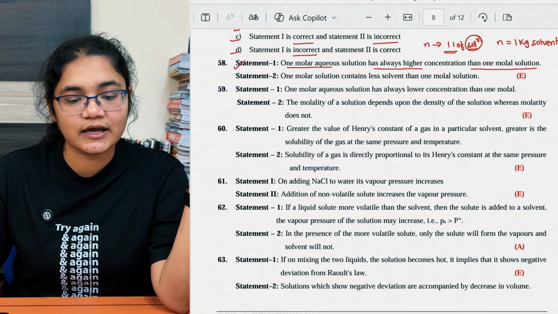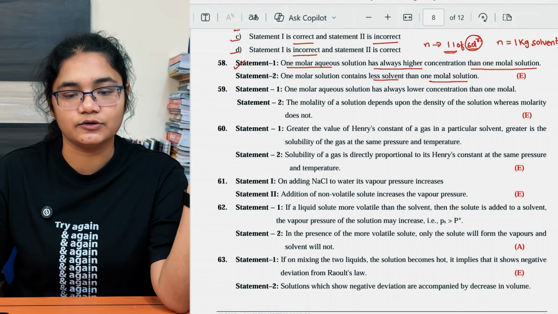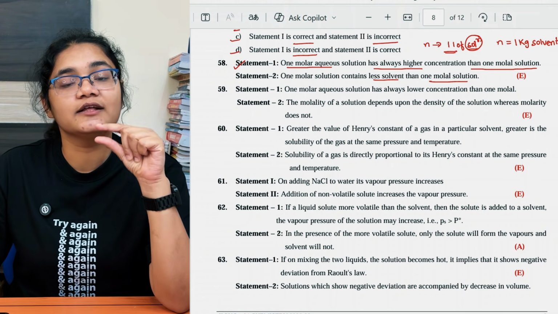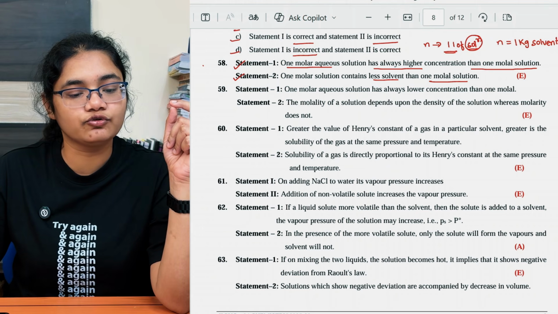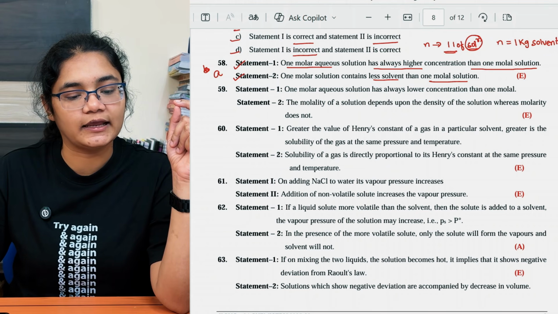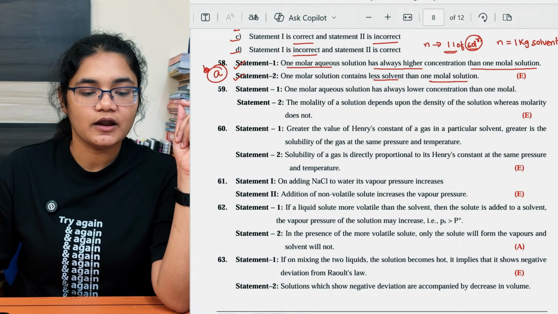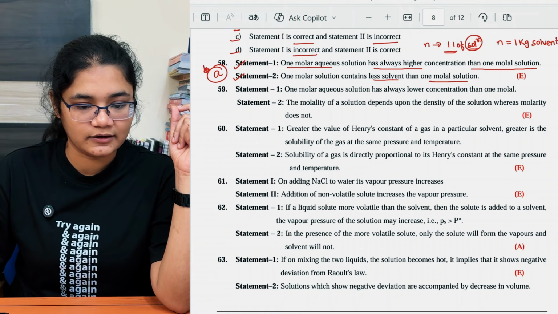1 molar solution contains less solvent than 1 molal solution. Yes, because the volume of both solute and solvent is there, so it has less solvent. So this statement is also true. So answer will be option number A here, right? Both the statements are correct. Now next one, question number 59 here.